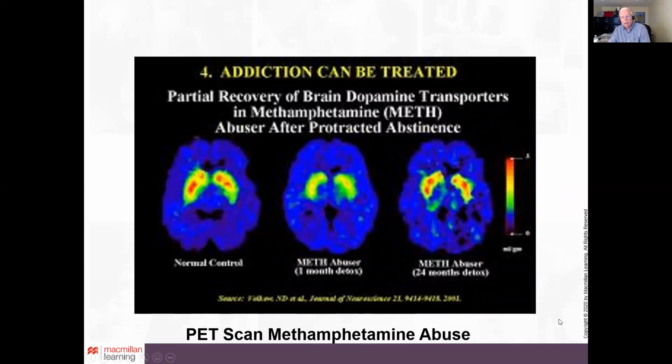Here we see a comparison of PET scans of someone who has a normal brain and someone who is a methamphetamine abuser 1 month after detox and 24 months after detox. This area of the brain that we see is the brain's reward pleasure center. It has been found that when you or I experience normal pleasurable activities, there's an increase in the production of dopamine in our brain's reward pleasure centers.